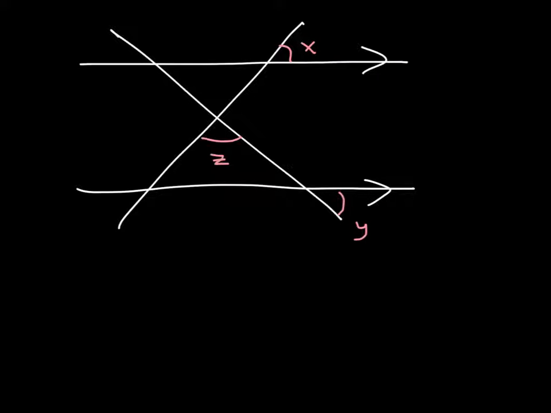All right, in this problem, we want to find the sum of x, y, and z, or the measures of angles x, y, and z. So, this one, it looks like we don't have too much information, but our angle rules can help us out here. So, what angles are congruent to x, y, and z?